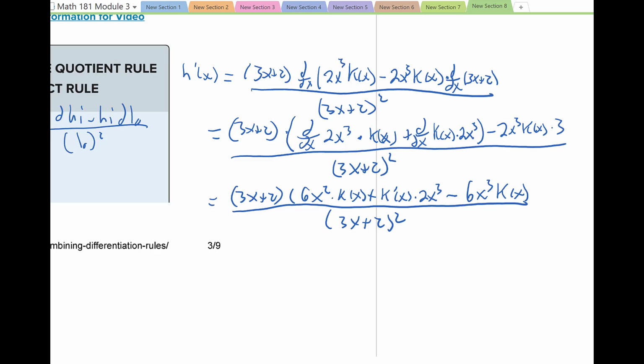So I have this (3x + 2) times (6x squared k of x plus k prime of x times 2x cubed). Oh, I forgot a parenthesis there. Now, that's really a binomial times a binomial. It doesn't look like it, but that's what it is. So I'll just FOIL it out. 3x times 6x squared is going to be 18x cubed times the k of x. And then we have plus 3x times the k prime of x times 2x cubed. That's going to be 6x to the 4th power.